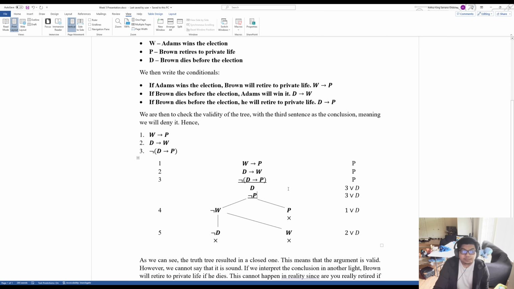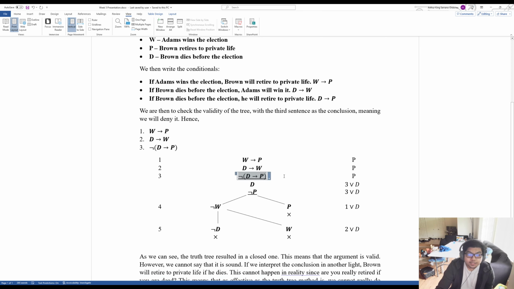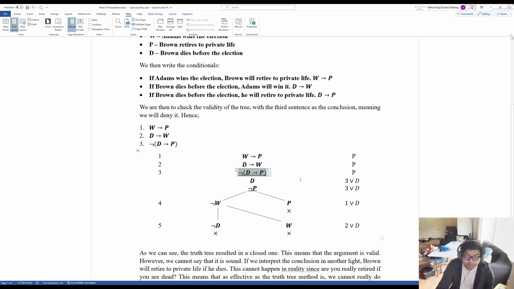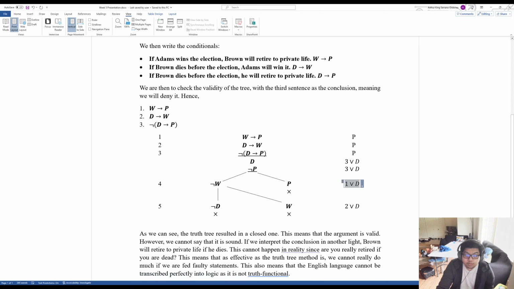It's easier to start with the decomposition of statement three, which is not D, arrow P. Referencing the rules of inference studied in chapter 2, there is only one case where the denial of a conditional can arise: with the antecedent being true and the consequent being false. So D is true here, and P is false in this case. That is the decomposition of this conditional. And then we are going to use statement 1 and decompose it.